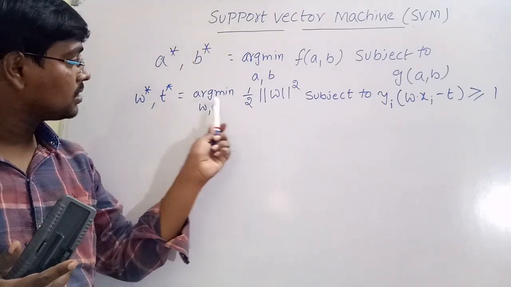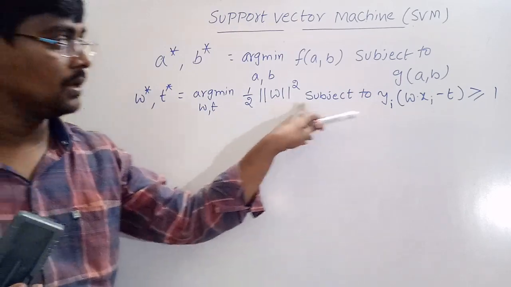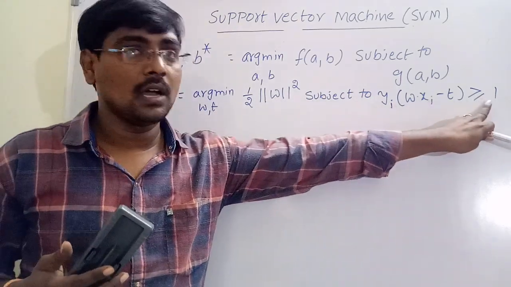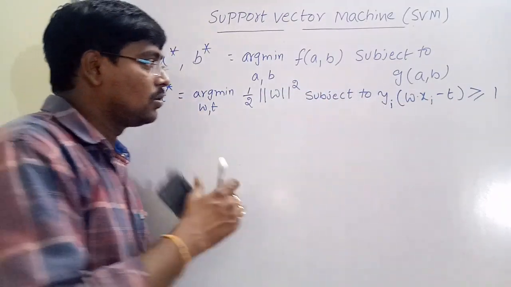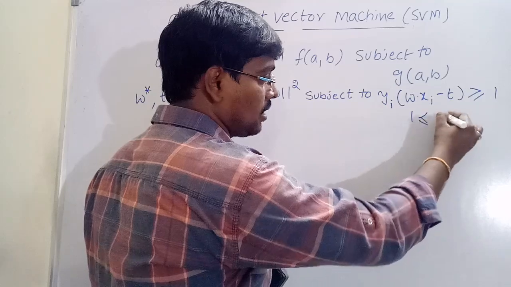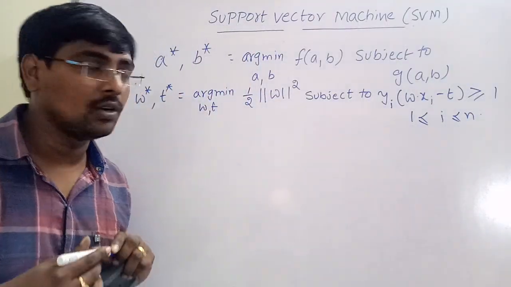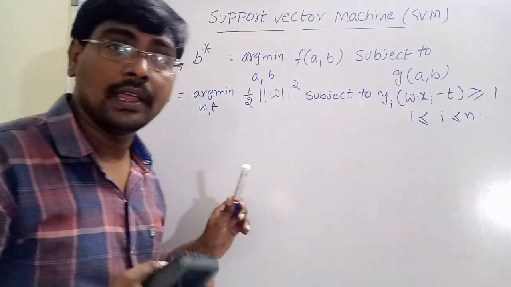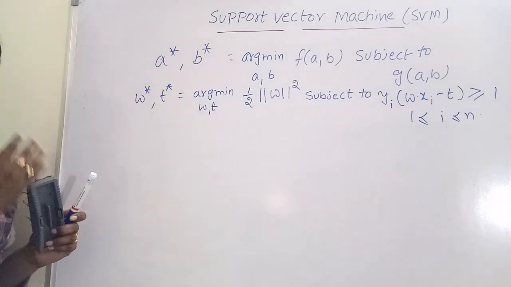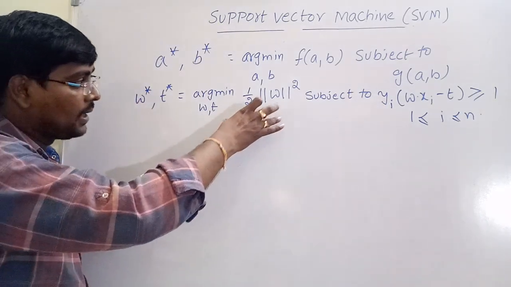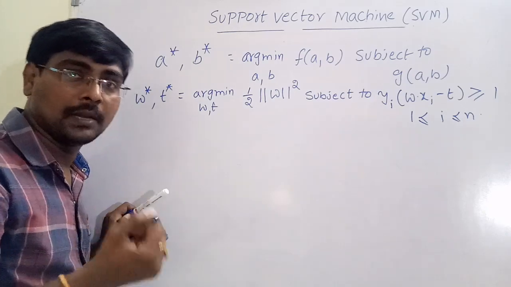W star T star is equal to argmin of 1 by 2 mod W square. This is f of A comma B, subject to, this is g of A comma B, for all I, that is 1 less than or equal to I less than or equal to n. Okay. Now from this formula, I am applying Lagrange multipliers.